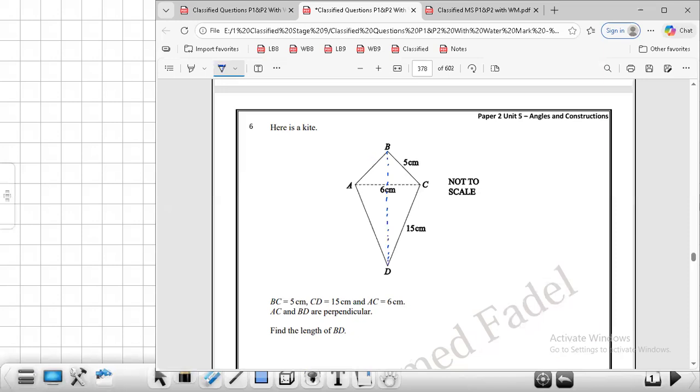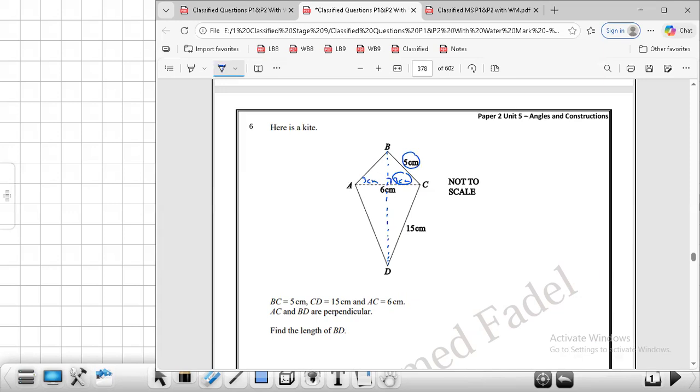You will find that this is 3 centimeters, and this is 3 centimeters. Definitely we're not going to measure it, but this is a kite, so this side is equal to this side. It's an isosceles triangle. Okay, Mister, they want BD. I got here a 5, I got here a 3, and this is a right angled triangle.